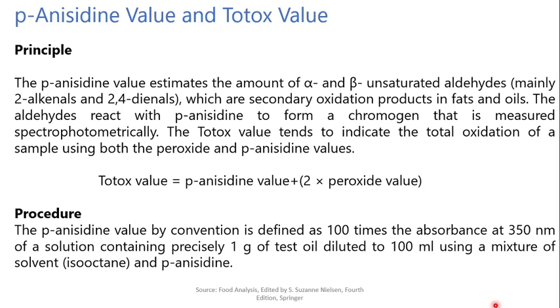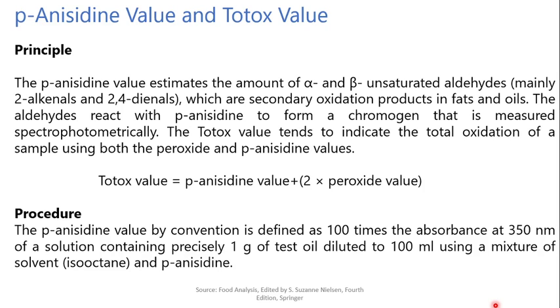are secondary oxidation products in the fats and oils. So the aldehydes react with the para-anisidine to form a chromogen, and that is measured spectrophotometrically, and the Totox value tends to indicate the total oxidation of the sample using both peroxide and para-anisidine values. So what happened here? So here the two alpha beta unsaturated aldehydes are there, which are alkenals and dienals.